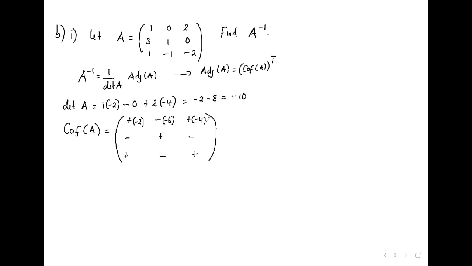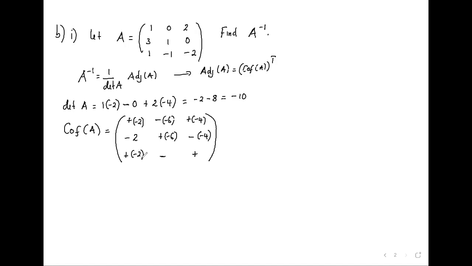And then the next, we remove the column and the row. So we have 0 minus -2. So it becomes +2. And then we remove the column and the row. So we have -6 minus 0. So it becomes -6. And then we remove the column and the row. So we have -3 minus 1, that's -4. Then we remove the column and the row. So we have 0 minus 2, that's -2.